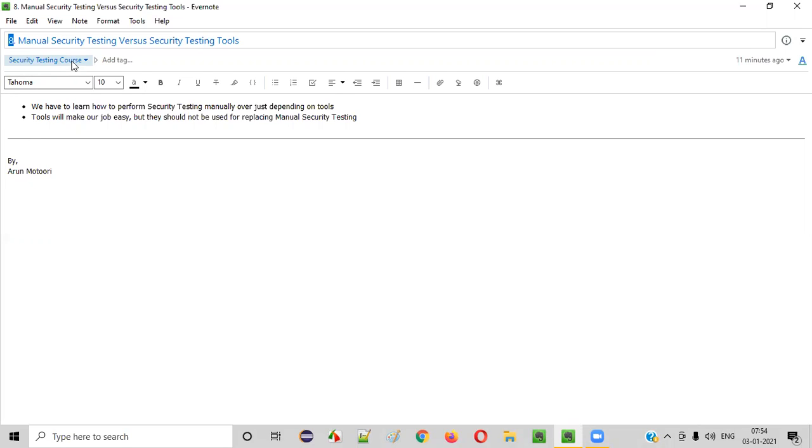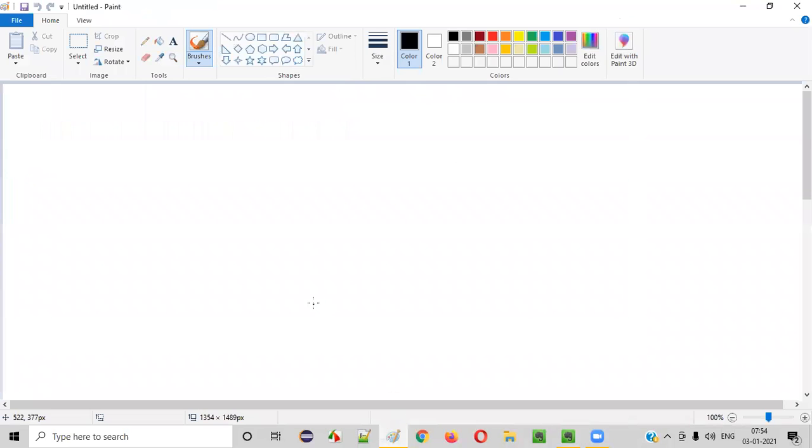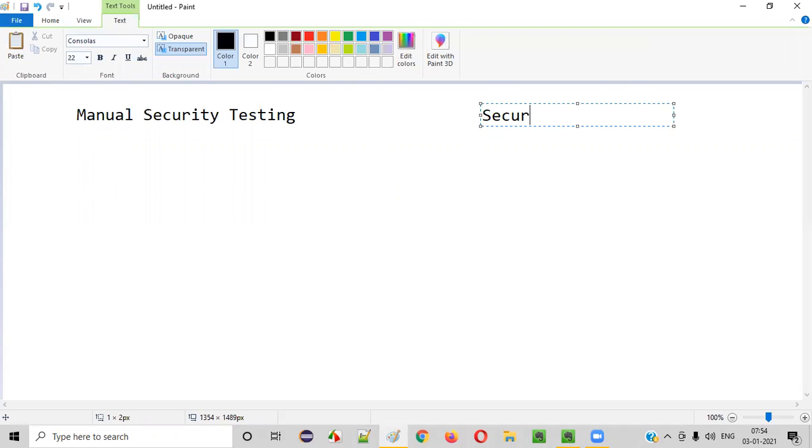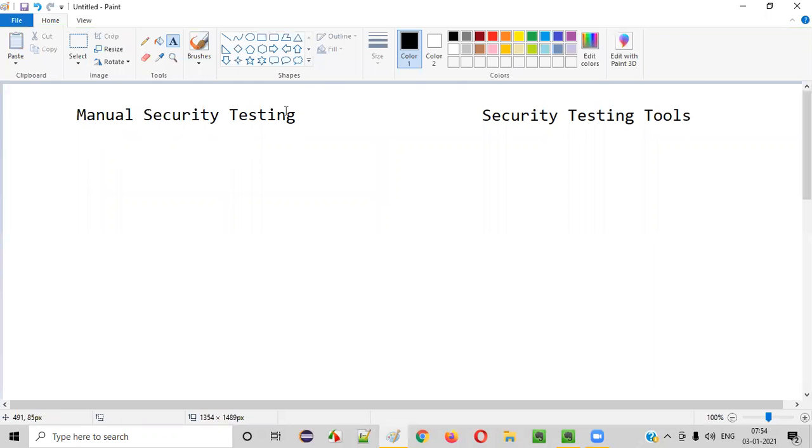In this session, I am going to explain the difference between performing security testing manually versus performing security testing using some tools. So let's get started. So guys, there are two things, right? One is manual security testing. On the other side we have security testing tools, performing security testing using tools. Fine. So what exactly is manual security testing?